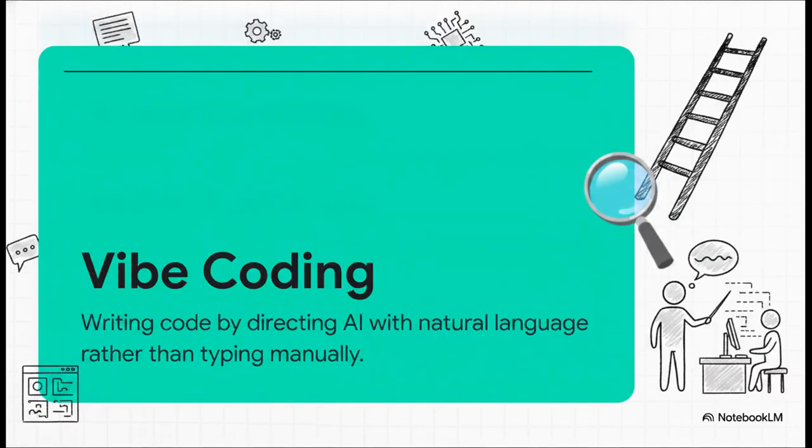And that brings us to our baseline, vibe coding. If you're new to the term, vibe coding is simply writing software by directing an AI with natural language rather than painstakingly typing out all the syntax manually yourself. You are the manager. The AI is the intern writing the code. But to be a good manager, you've got to know exactly how to direct them. So let's step on to the very first rung of our ladder.